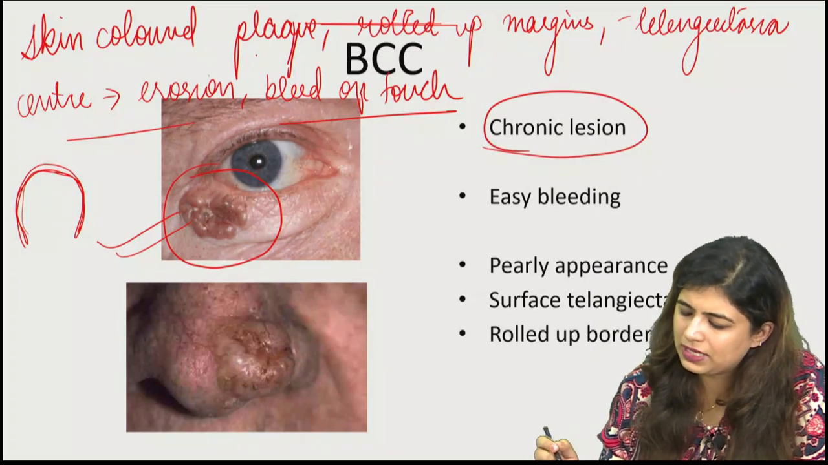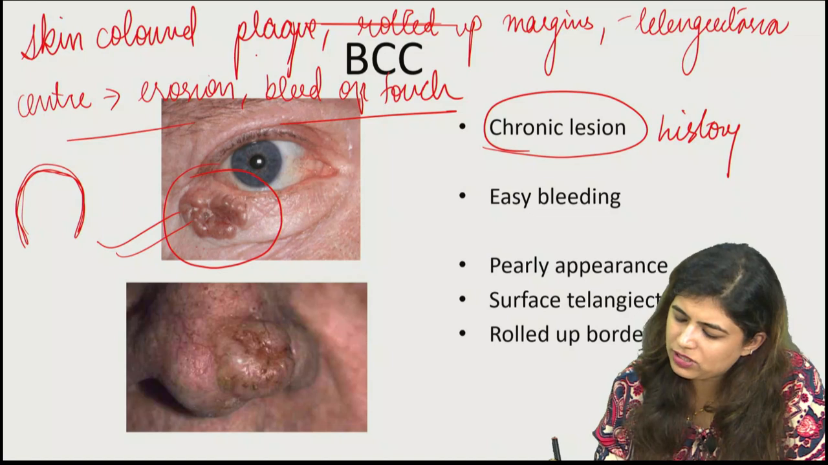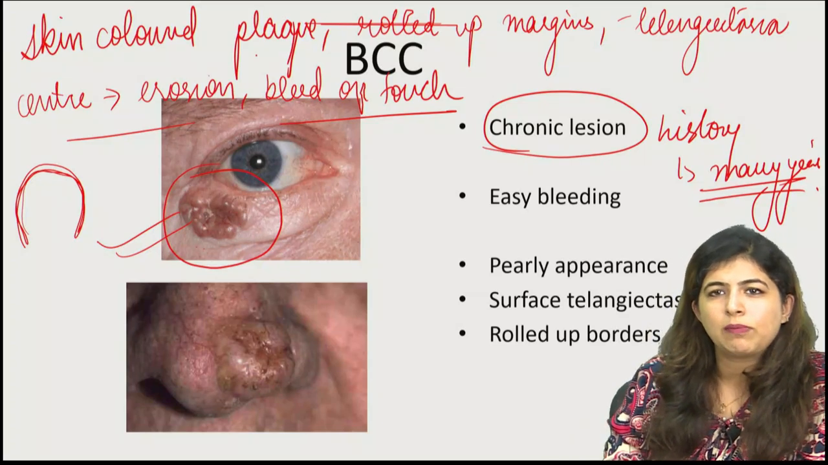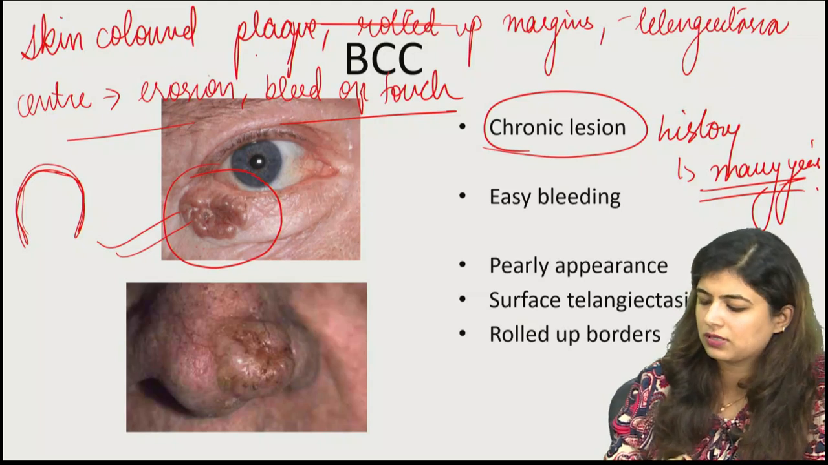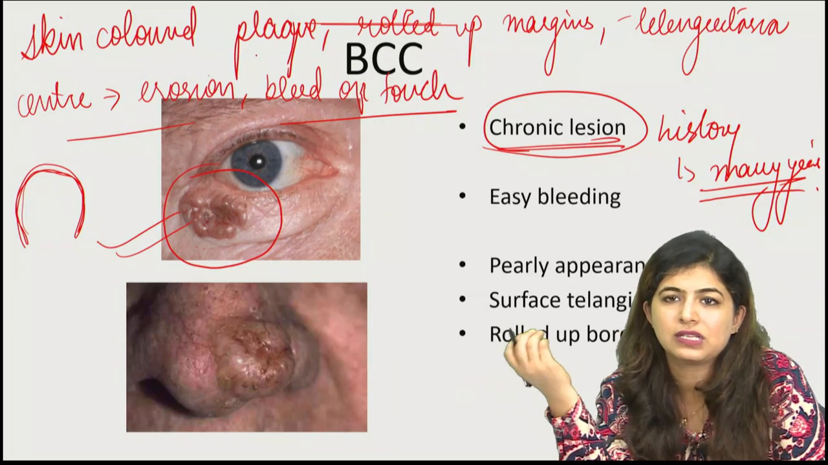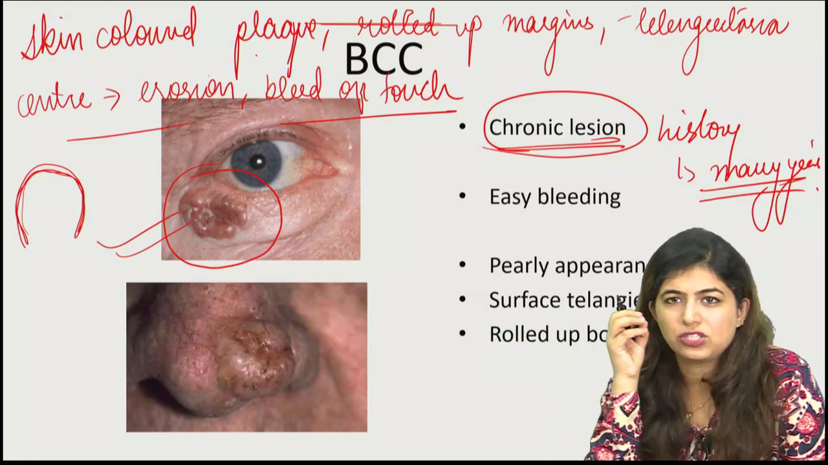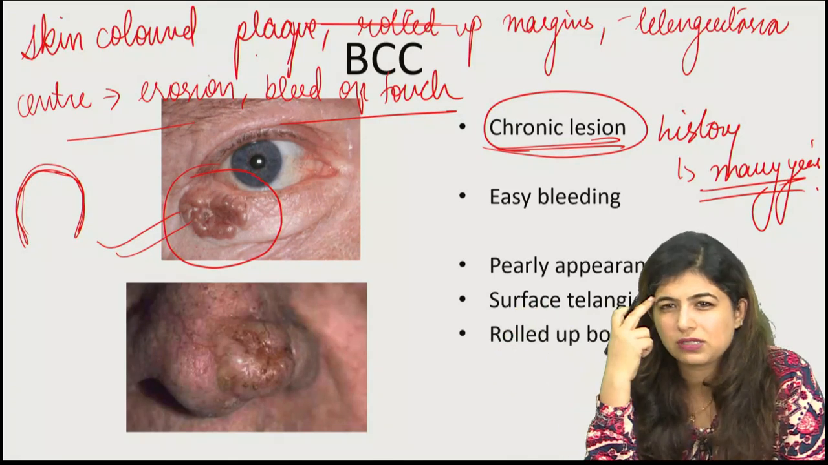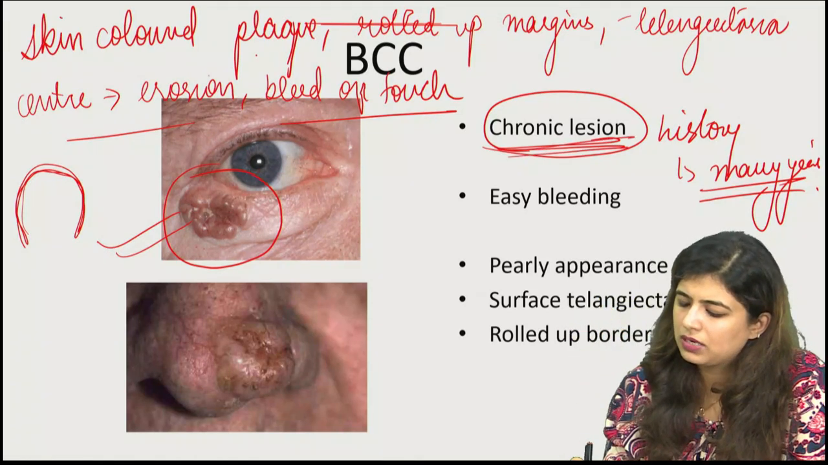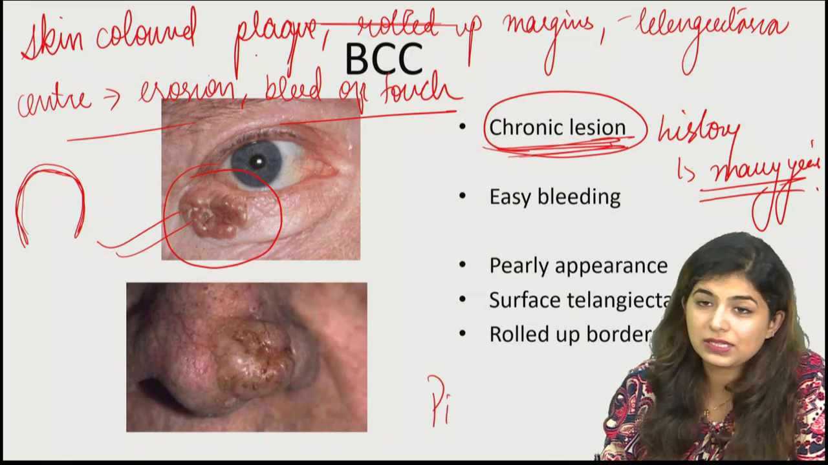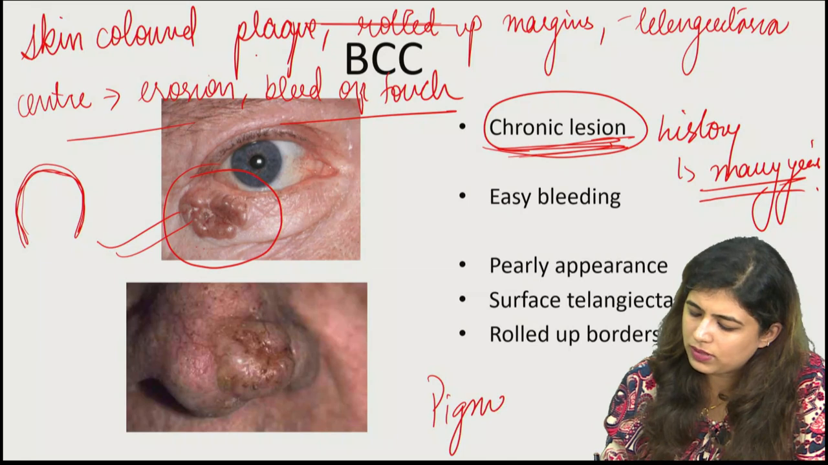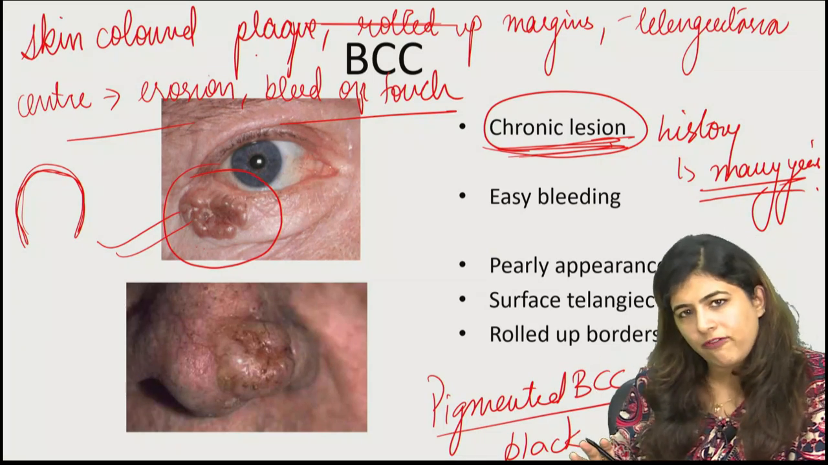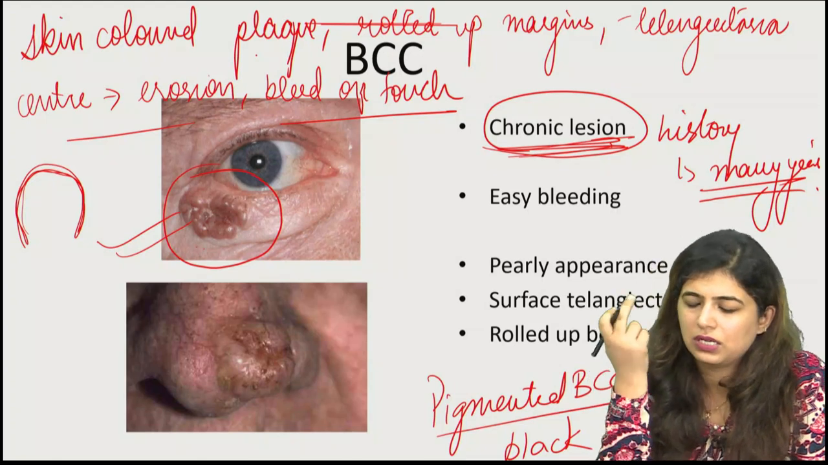And BCC is a chronic lesion. So the history, if given in the question, may be many years. That is also how you differentiate it from SCC or malignant melanoma, because they are mostly short duration lesions. BCC, due to the fact that it doesn't metastasize, doesn't lead to any systemic findings, it will just keep eating the skin in the local area. Patient may or may not notice for a very long time. They may just think it's a small lesion, it just appeared. So this is a chronic lesion. There is a variant which was asked in the AIIMS November 17 question, that was the pigmented BCC. Their lesion will look black. So all same findings, but it will look like a melanocytic lesion.